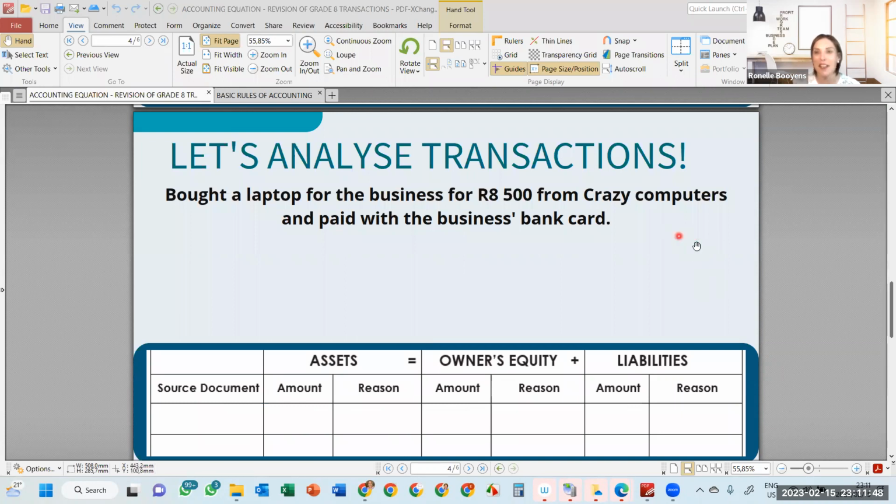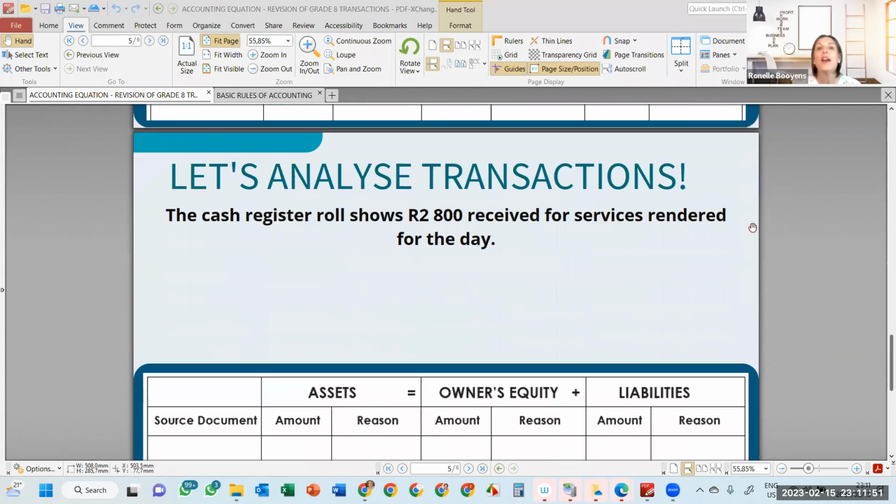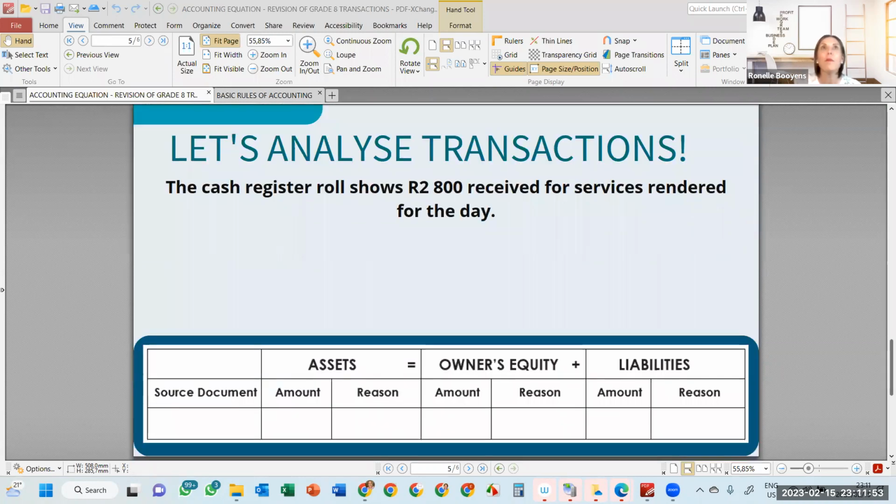If I can get this page to scroll down. Now, for grade 8, you will be dealing for the whole grade 8 year with current income, where our business provides or renders a service to our clients. Grade 9s, you'll be moving on to trading businesses, but as a revision, let's do the services rendered one, and then we will have a separate discussion for grade 9 specific transactions. So let's go. Again, read carefully.